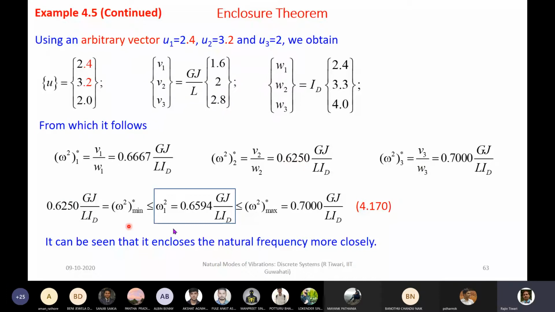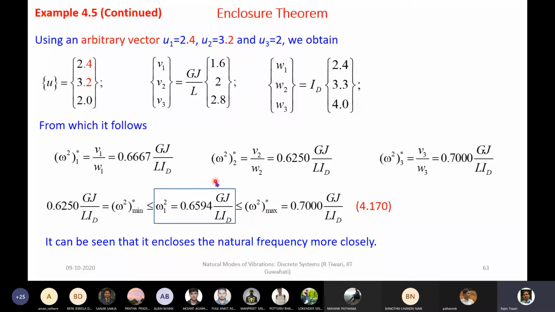Now you can see the range in which we enclosed the first natural frequency got narrowed. That means we could predict the frequency more closely as compared to the previous one. But this choice is all arbitrary. You need to try this value, that value, and you can stop when you are satisfied with the range you want to enclose.